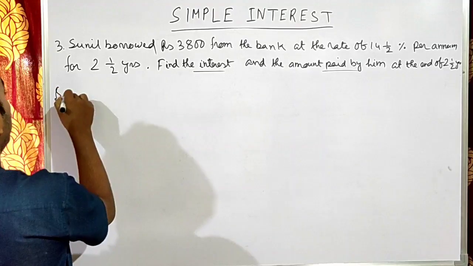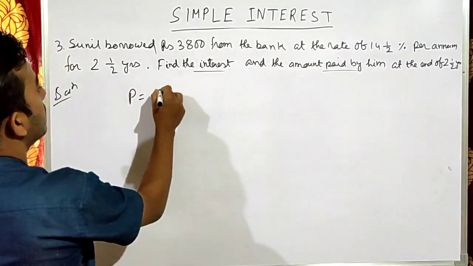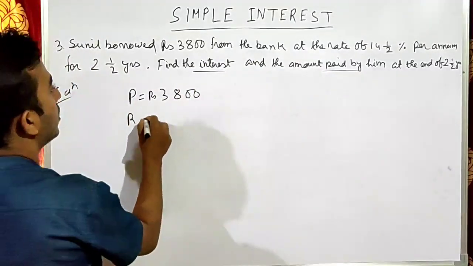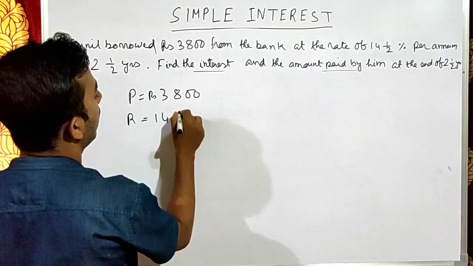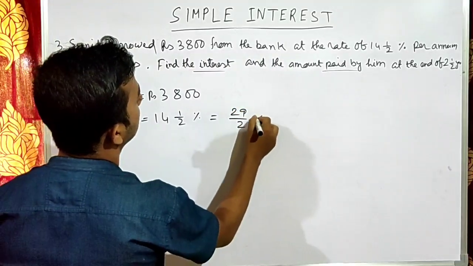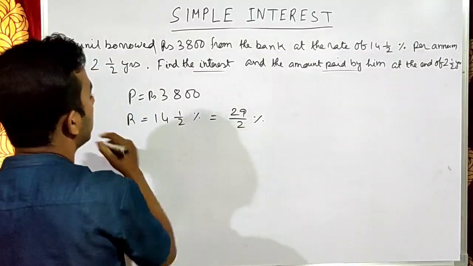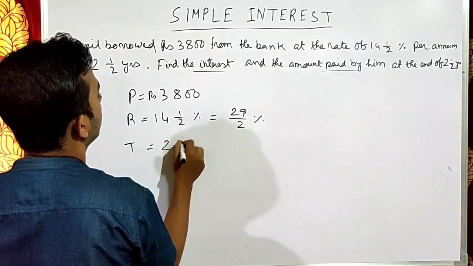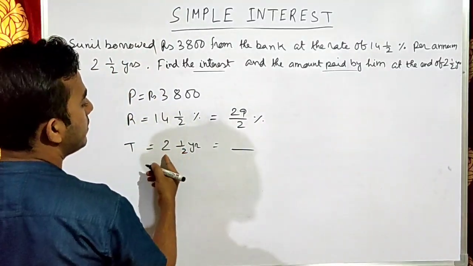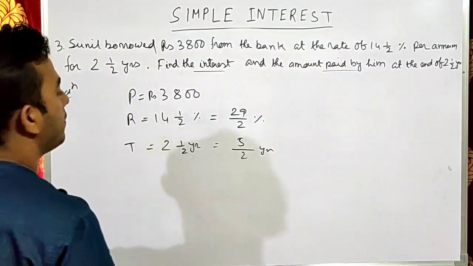First thing, we have to write the information given in the question. So P is 3,800 rupees. The rate R equals 14 1/2%, that is 2 into 14 is 28 plus 1, 29/2%. Time is 2 1/2 years, which can be written as 2 into 2 is 4 plus 1, 5/2 years. Up to this clear? Now we have to find the SI.